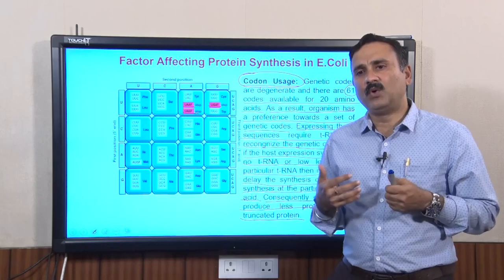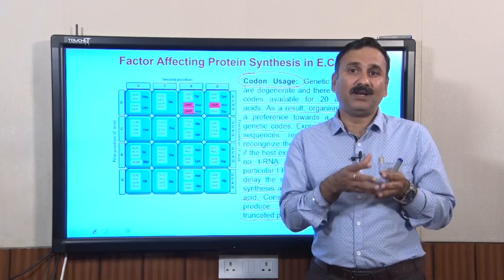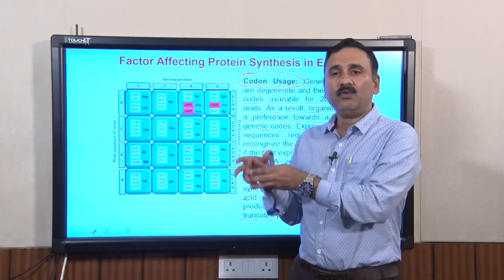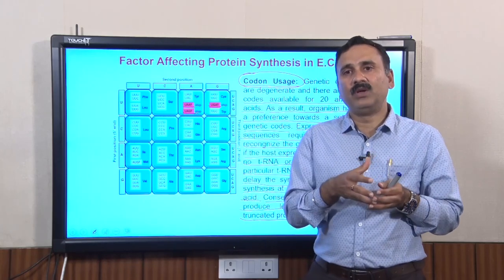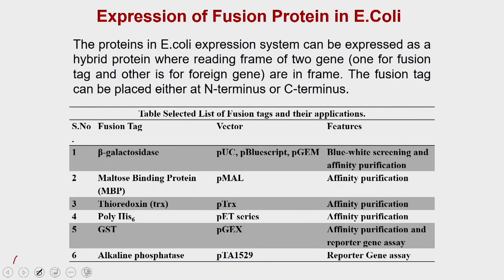The protein which you overexpress in E. coli could be overexpressed as the native protein, or as a fusion protein, or a protein which has additional tags. The protein in the E. coli expression system can be expressed as a hybrid protein, also called a fusion protein, where the reading frame of your foreign gene and the gene for the fusion tag are in frame.